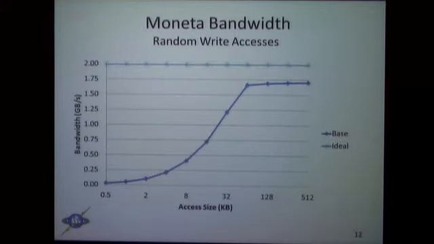If we look at what effect those optimizations have on bandwidth, on this graph, the x-axis is request size in kilobytes from 512 bytes up to 0.5 megabyte.